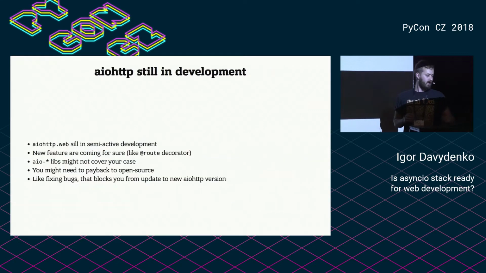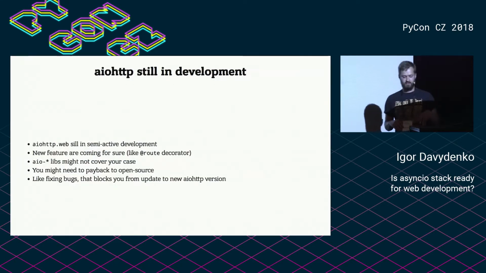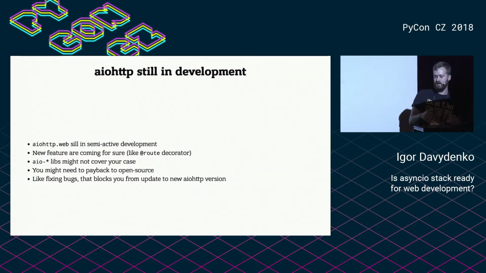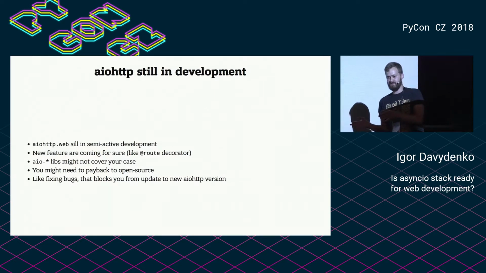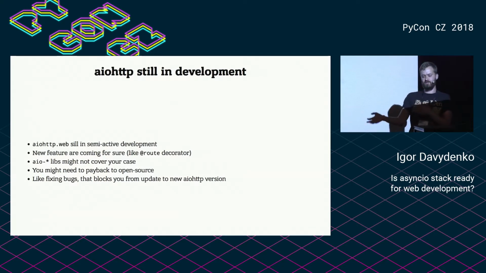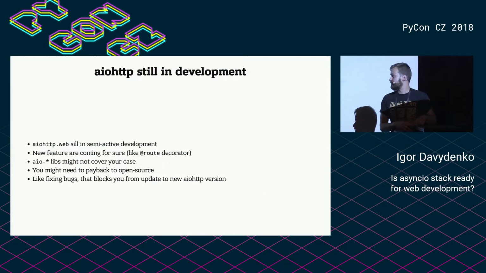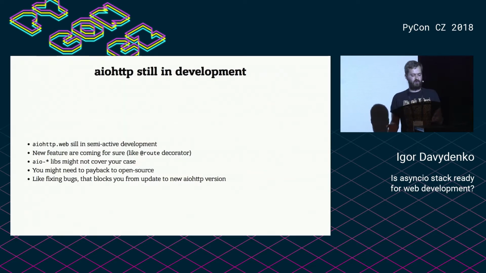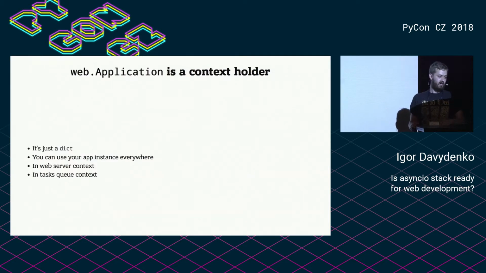And you still need to remember that aiohttp is still in development, so new features are coming, like the route decorator I mentioned. That can cost you, because you start implementing something one way, and then the authors of aiohttp decide, okay, that's wrong, we need to change it. And the async libs may not cover everything you need. Maybe you sometimes need to write a driver for your specific data source.